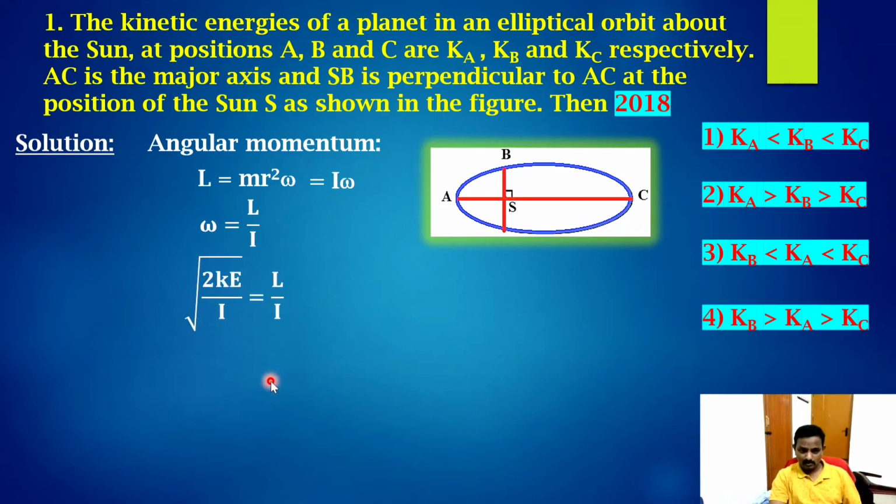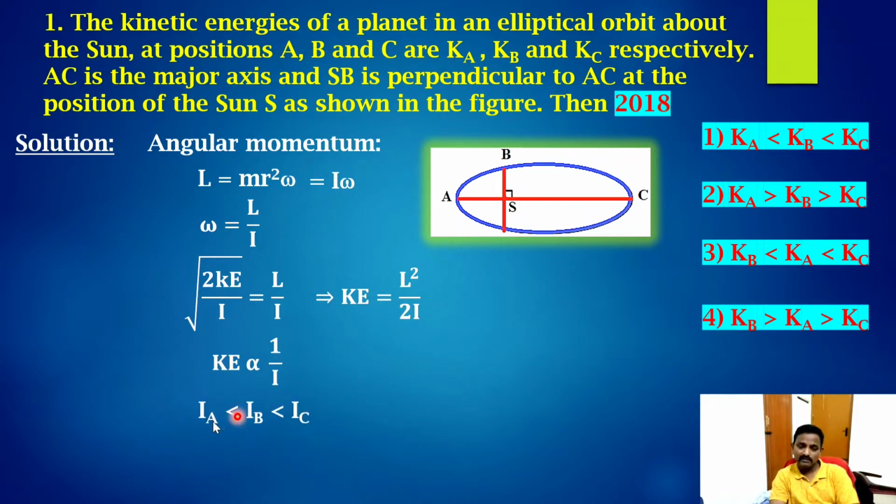Here we know kinetic energy is half I omega square. So from that, omega is equal to root over 2 KE by moment of inertia, that is equal to L by I. Now I will square both sides. Then I will get kinetic energy is equal to L square by 2 times moment of inertia. So from the above equation we can say kinetic energy is inversely proportional to the moment of inertia.